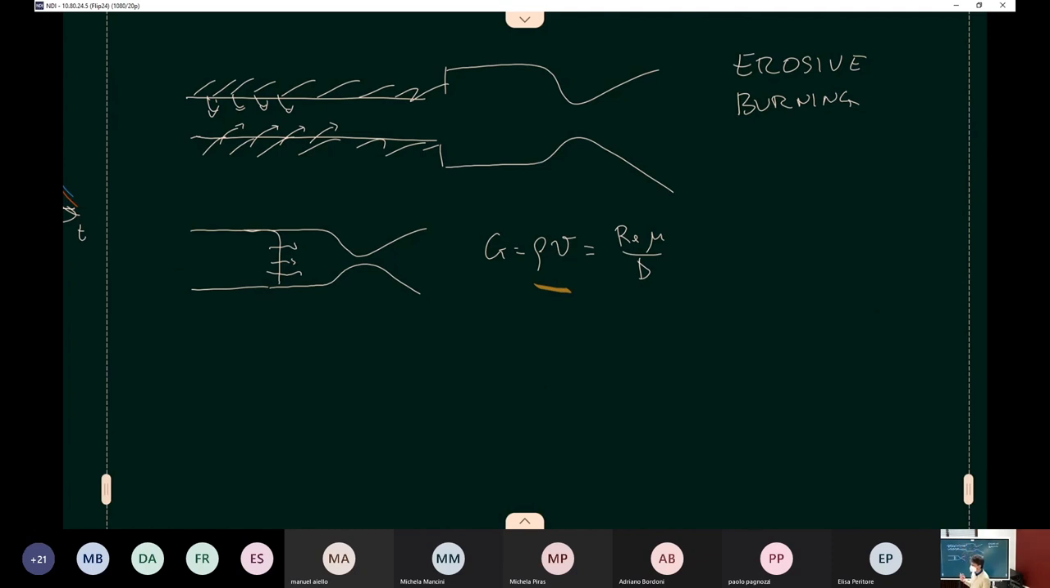And this means that we have a higher effect of erosive burning in the initial phase for this kind of grain than in the final phase. Right, because we have smaller diameters, we have higher velocities. So you see that in presence of erosive burning, this kind of thrust profile will become something like, let's say, now this of course can be exaggerated, but you see that we have an increase due to erosive burning in the first phase.